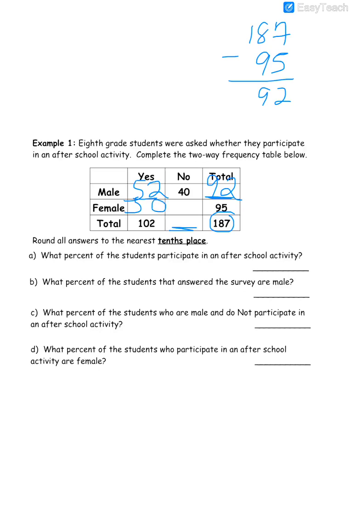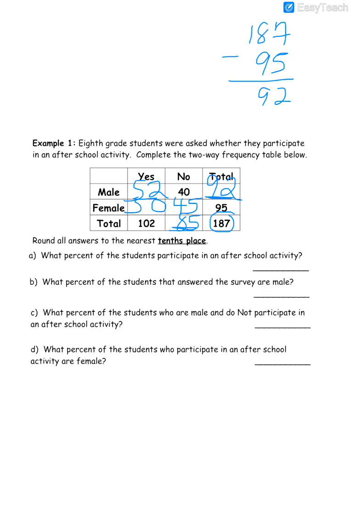I'm going to go across now. 50 plus what gives me 95? That's 45. 40 plus 45 should give me 85. And again, if I took 187 and I subtracted 102, I would still get my 85. So however way you do this, I just need you to correctly fill in this table.